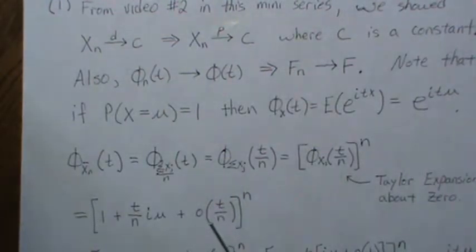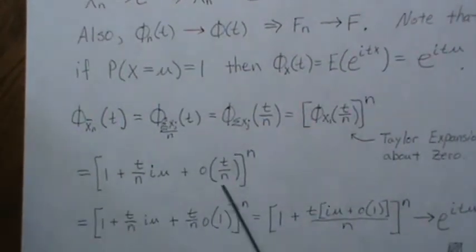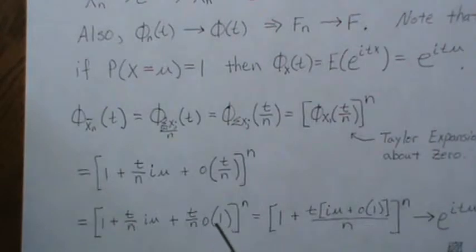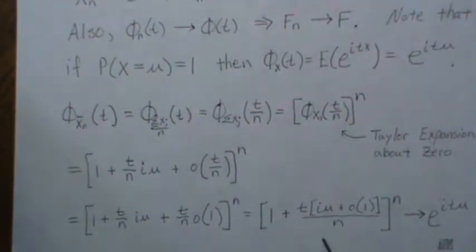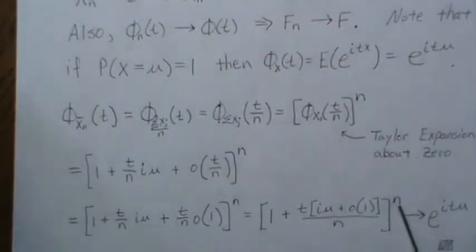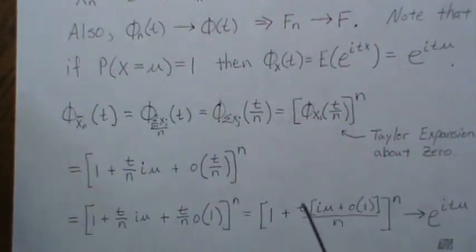The little o notation can be rewritten by taking a t over n out and putting a 1 plus a term that goes to 0 fast. Then I write it like this because this is how my mind thinks about it converging to e: you have 1 over n, raised to the n, and whatever is here is in the exponent of e. This piece goes to 0, and then you have an i mu t, which is the characteristic function of a constant.